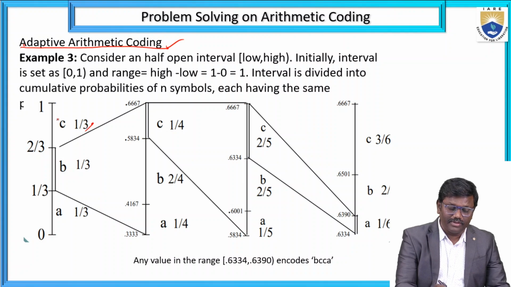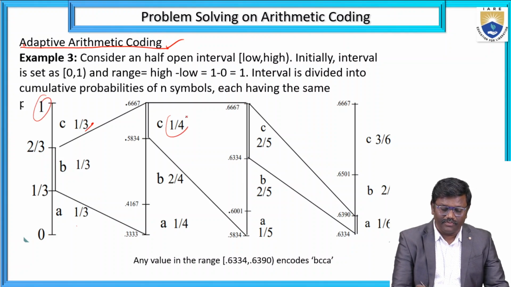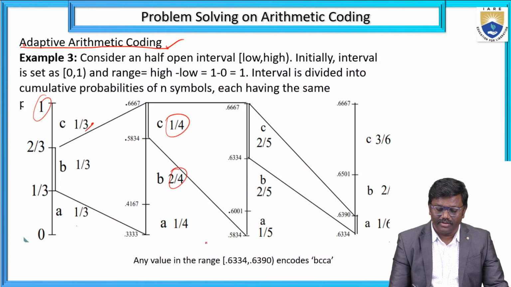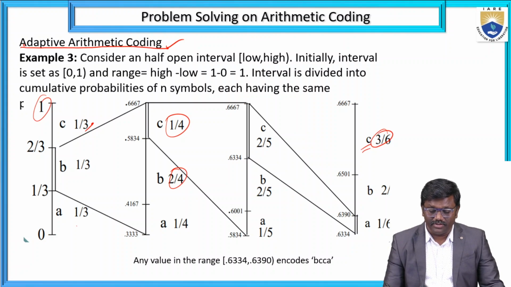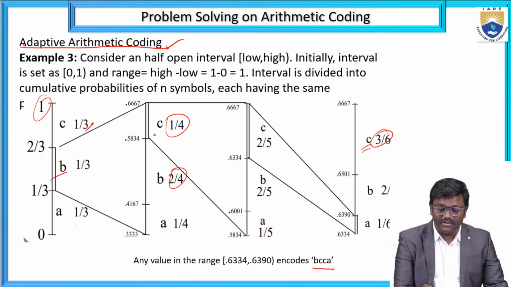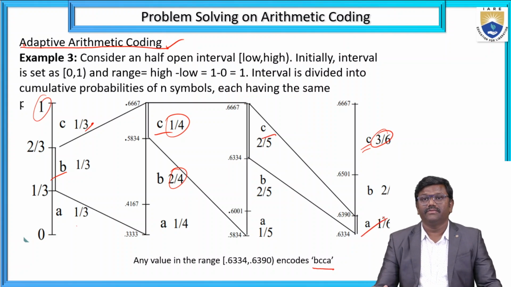At first, the first one is 1 by 3. Next, 2 by 4 for the second one. Then the third one, the C symbol, is 3 by 6. So any value in the range in between encodes only BCCA, and this is how the range varies.